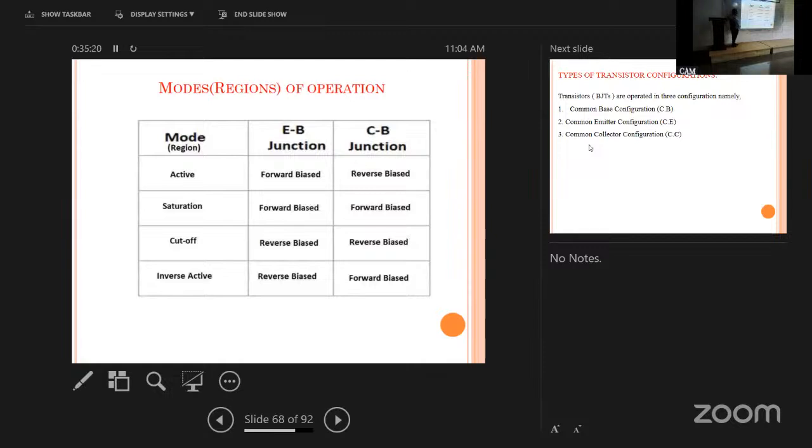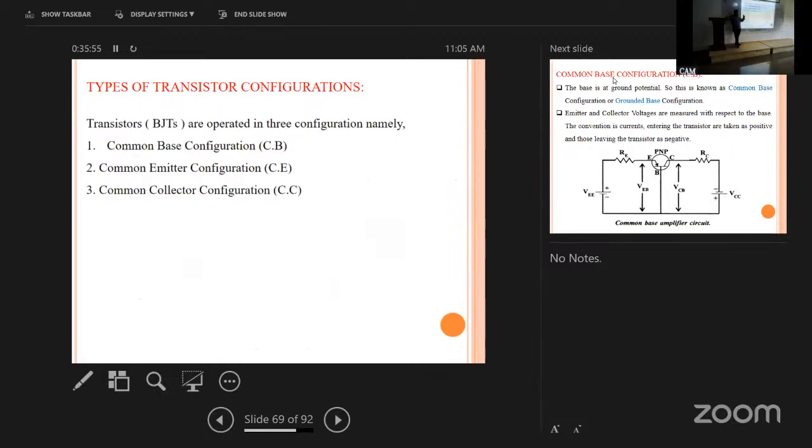So the transistor is operated in four ways: active region, saturation region, cutoff region, inverse active. Do you know what is meant by forward bias? When p type material is connected to the positive terminal and n type material is connected to the negative terminal, it is called forward bias. When p type material is connected to negative and n type material is connected to positive, then you can say reverse bias.